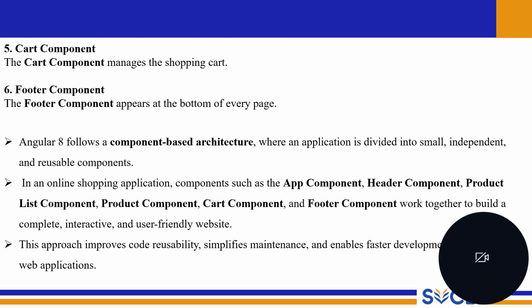And then cart component. The cart component manages the shopping cart. When the user clicks add to cart, the product component sends the selected product details to the parent component. The cart component updates cart item count, selected product and then the total amount. For example, if you add 3 products, the cart icon immediately changes from 0 to 3.